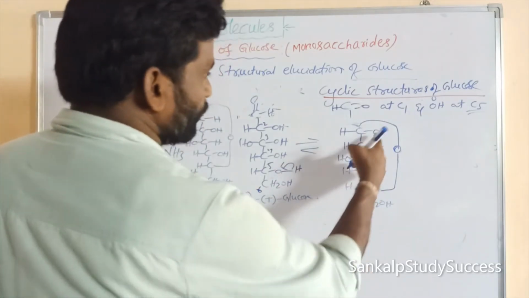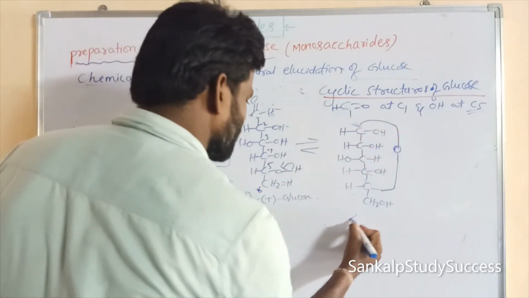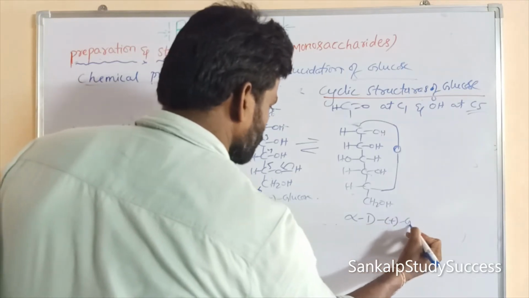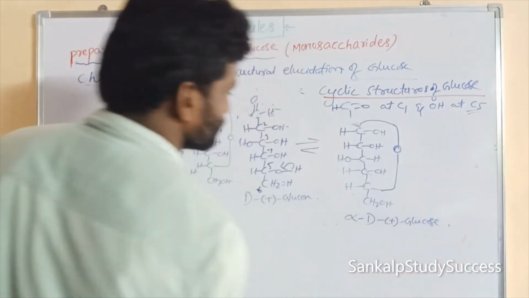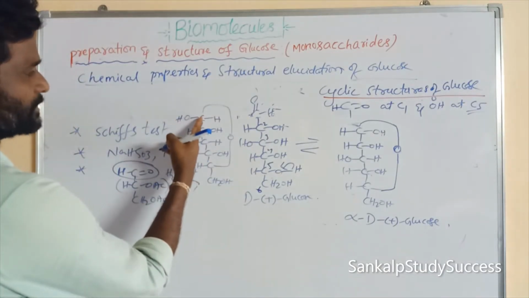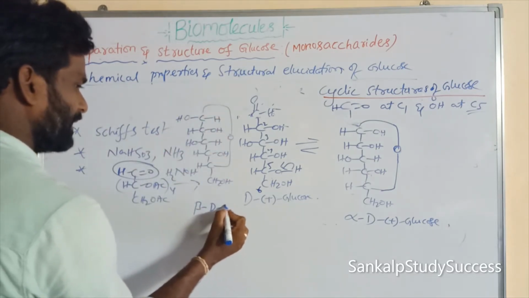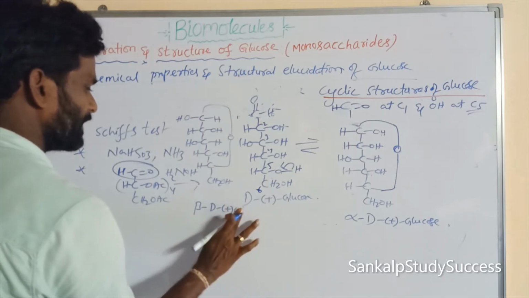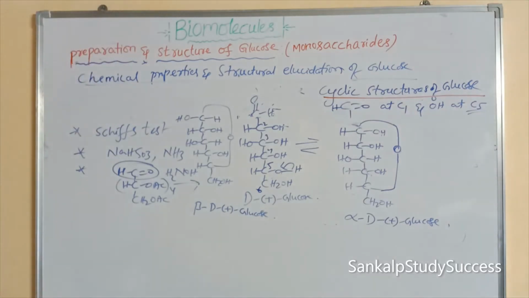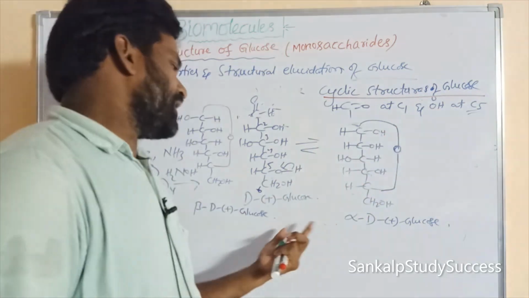If the OH group is present on the right side at the first carbon, that is said to be alpha D plus glucose. In this cyclic structure, if the OH is present on the left side at the first carbon, that can be written as beta D plus glucose, right. So these are the alpha and beta forms of glucose. These two are isomers.